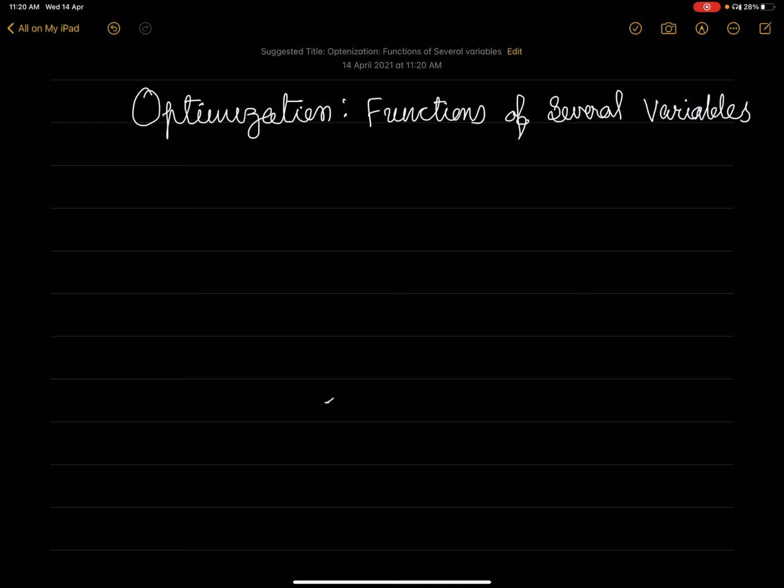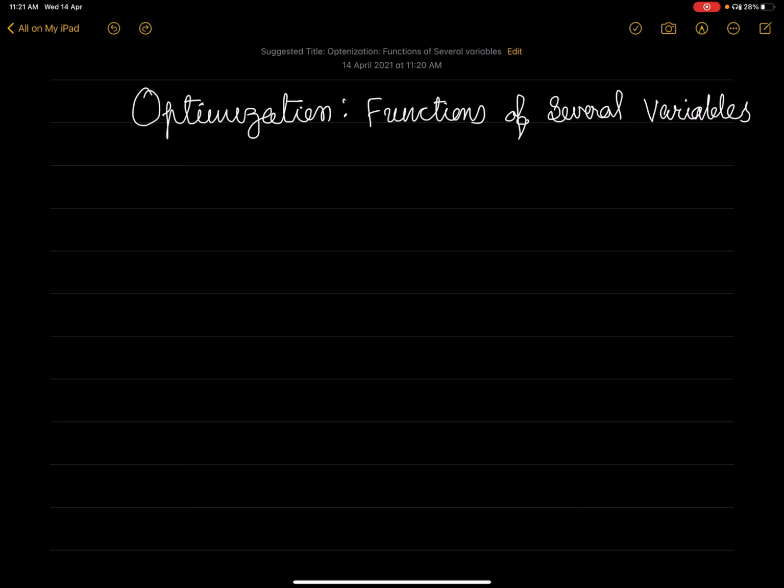Okay, so today we talk on optimization of functions of several variables. If we are given a function of more than one variable defined on some open set, then how can we find its local maximum, local minimum, or in some region, how can we find the absolute maximum value of f or the absolute minimum value of f.